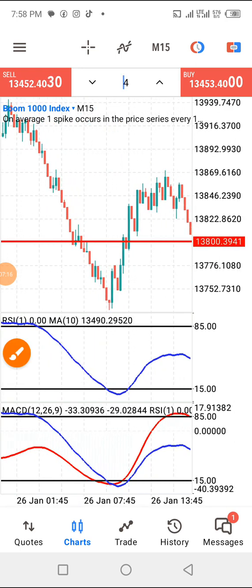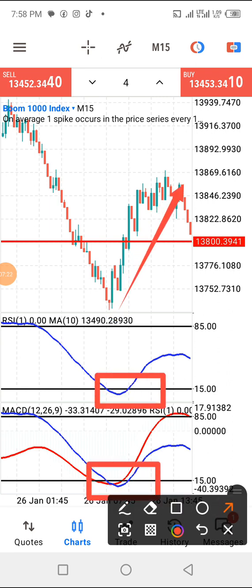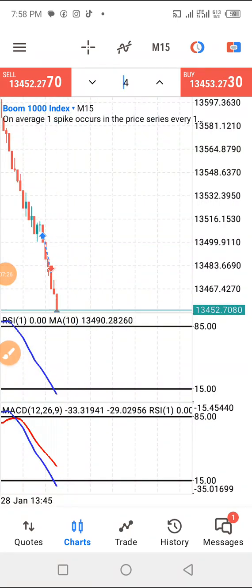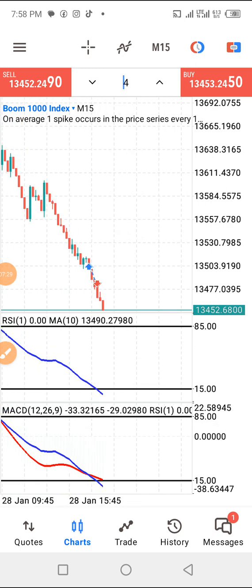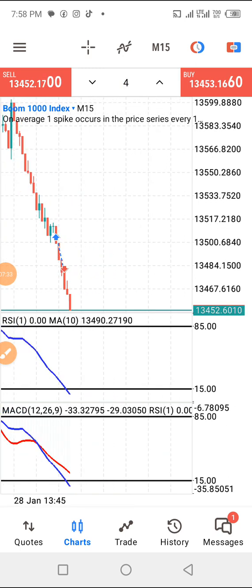We have another one here. You can see, guys, and what do you see price doing? Shooting upward. So it works for both the boom and crash indices. You see now, it has not given us a setup for a buy, so we are not taking a buy.